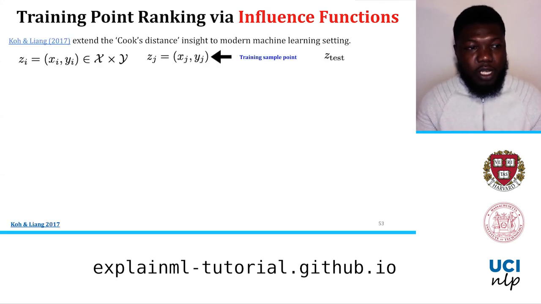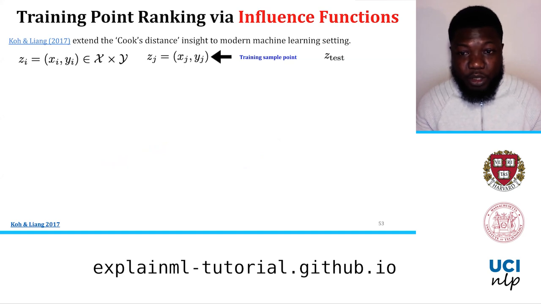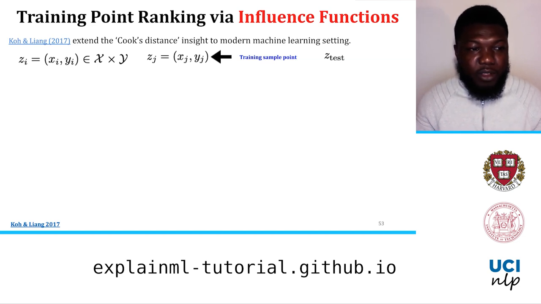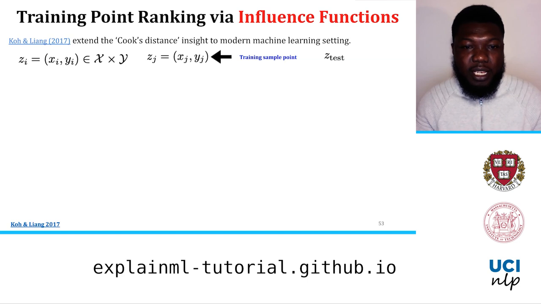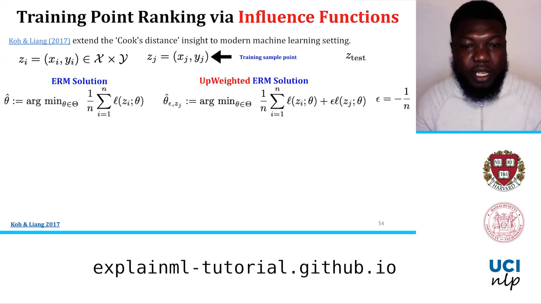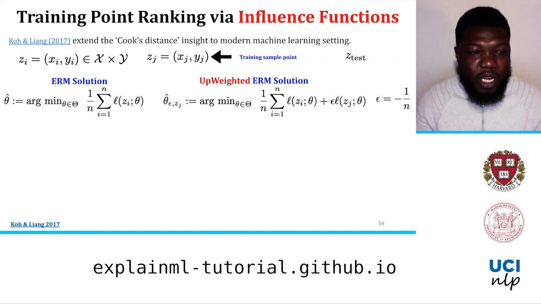What Koh and Liang did in a paper from ICML in 2017 is to bring this insight, in a very nice paper, to a modern machine learning setting. Let's say we have Zi that indexes our training set. Zj is a training point whose influence we want to estimate. And Z-test is a test example of interest as well. In machine learning, we typically have a training set and we solve the empirical risk minimization problem to obtain our parameters.